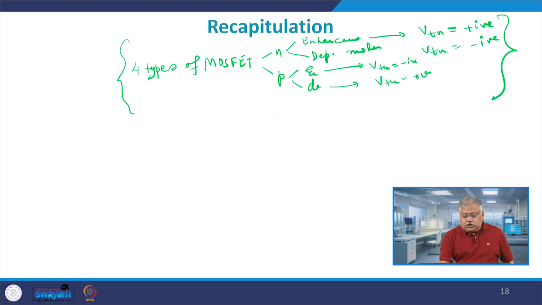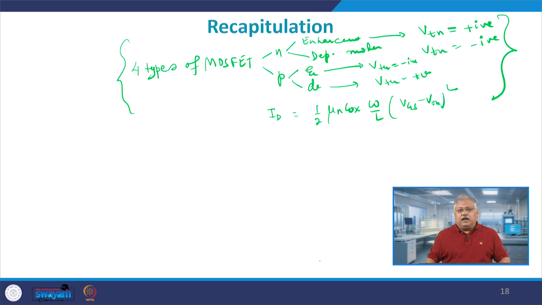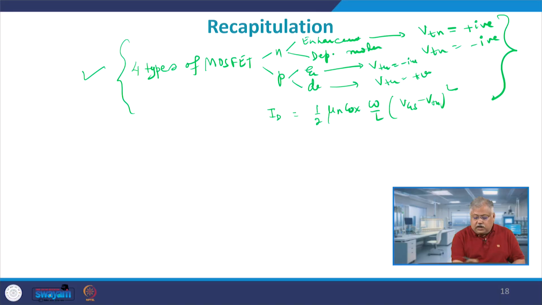Further, we have also seen how the current behaves in the saturated state and in the non-saturated state, and we saw this to be equal to mu n C oxide, aspect ratio W by L, into (Vgs minus Vth) whole square, right, which gives me an idea about how the current will flow in a MOS device as a current source. We understood the concept of threshold voltage both from the point of view of a 2-terminal device as well as a 3-terminal device, and the implication of threshold voltage on the device characteristics.